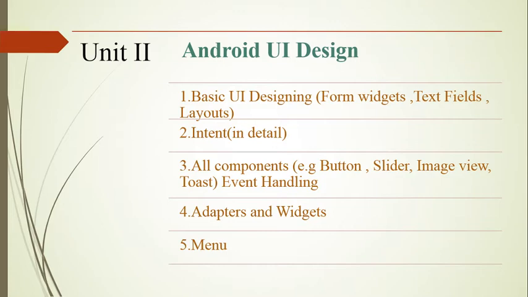Next one is event handling. It is the mechanism that controls the event and decides what should happen if an event occurs. Events are used to collect data about a user's interaction with interactive components of the application, like button presses or screen touch, etc. Adapters. An adapter is a bridge between a UI component and a data source that helps us to fill data in a UI component. Examples of adapters: base adapter and array adapter.